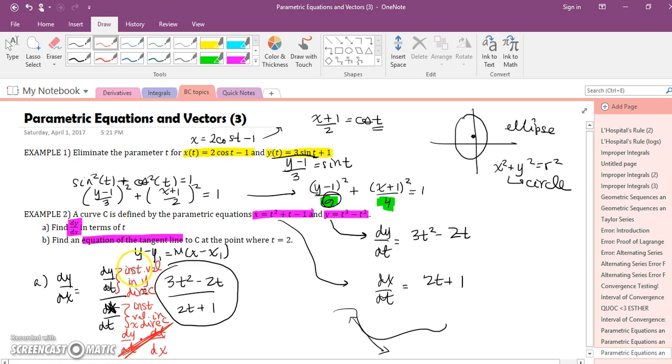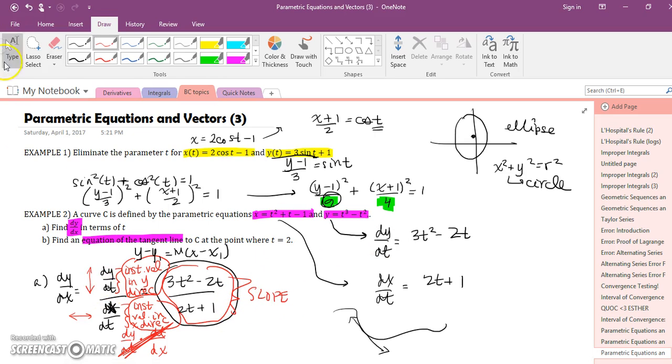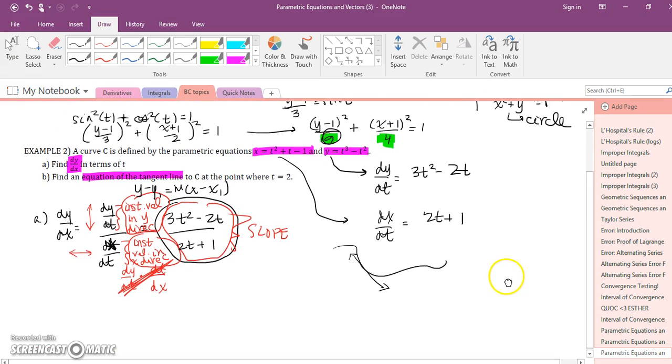One thing I want you to realize is that dy/dt and dx/dt on their own have nothing to do with slope. dy/dt is the instantaneous velocity in the y direction. dx/dt is the instantaneous velocity in the x direction. Only whenever you make a fraction out of them does this have to do with the slope of a tangent line. These individually do not.